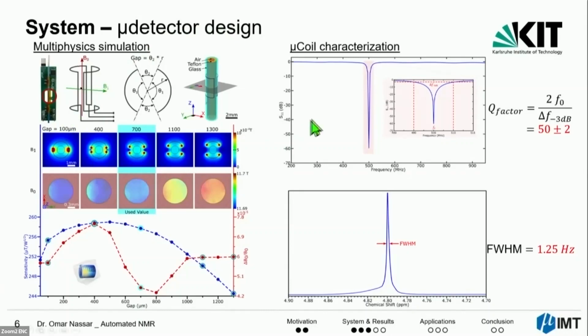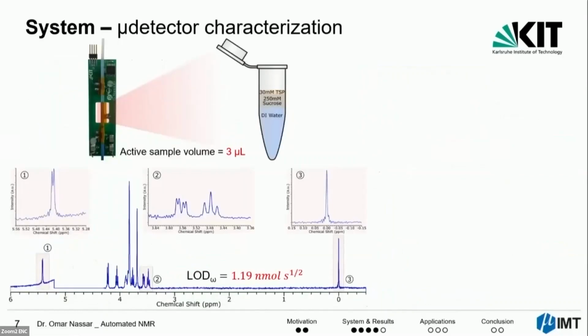And here you can see this was the developed microcoil, micro saddle coil. So here you can see the measured loaded quality factor. It's around 50. And here's a single scan for a water sample. So it has a full width at half maximum below 2 Hertz. Also, you can see a single scan spectrum of a water sample having 250 millimolar sucrose and 30 millimolar TSP in a 500 megahertz magnet.